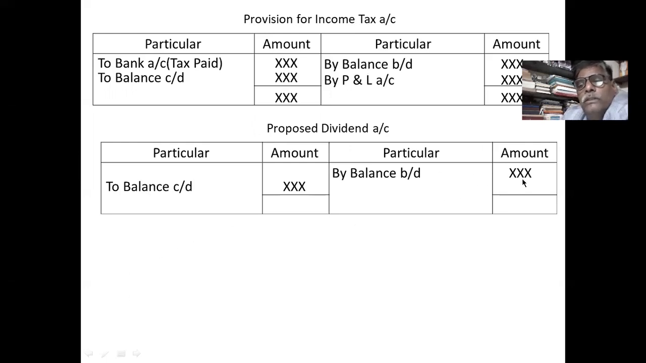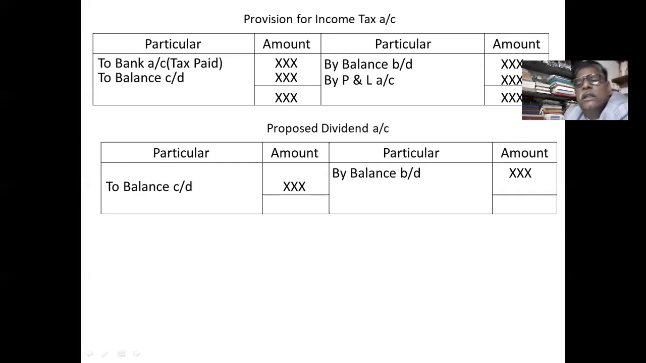By balance brought down means this is the last year account balance, previous year amount. To balance carried down means current year amount. Okay, then go to adjustment. If proposed dividend is given in the problem, write by P&L. If dividend paid is given in the problem, write to bank.